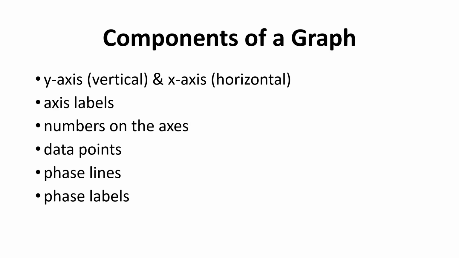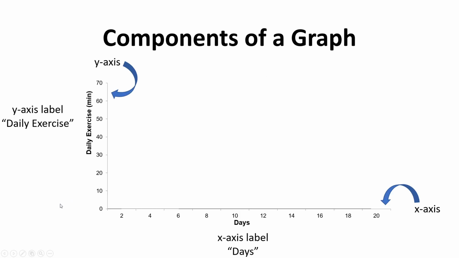Now, there are a couple of standard components on a graph. Most of these you should know by now, but I'm going to go over them really quickly anyways. We have our X and Y axes. X is horizontal, Y is vertical. We have our axes labels, the numbers on our axes. We have data points, phase lines, and phase labels. Let's look at them as images here.